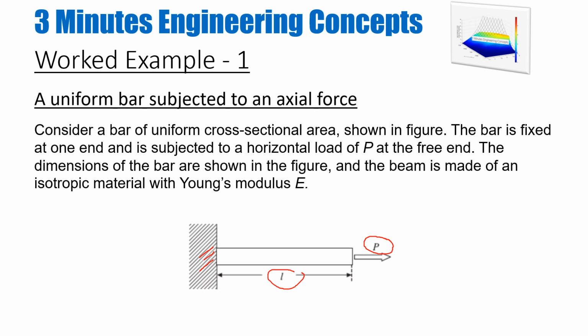The dimensions of the bar are shown in the figure, and the bar is made of an isotropic material with Young's modulus of E. So when we talk about an isotropic material, this means that irrespective of the direction or how you cut the sample from the material, your material response will be the same. So material orientation will not change its response. Its Young's modulus is the same irrespective of the direction of the pull for this material.